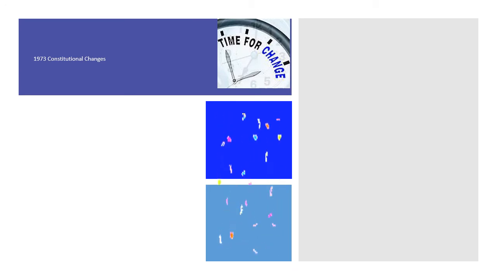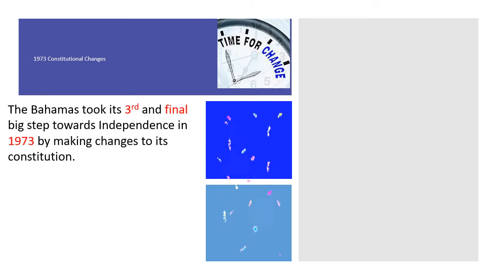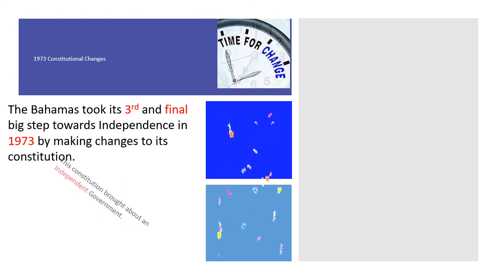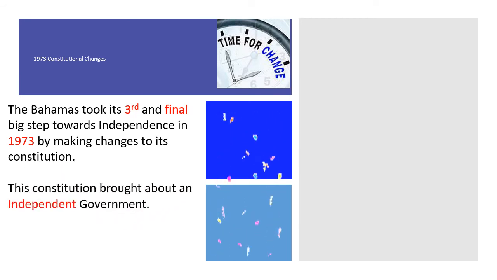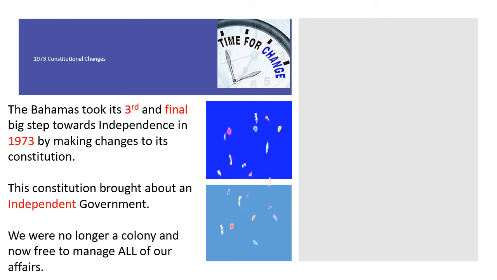And lastly, the 1973 constitutional changes. The Bahamas took its third and final big step towards independence in 1973. This is the year that we became independent and in control of our own affairs. This constitution brought about an independent government in the Bahamas.